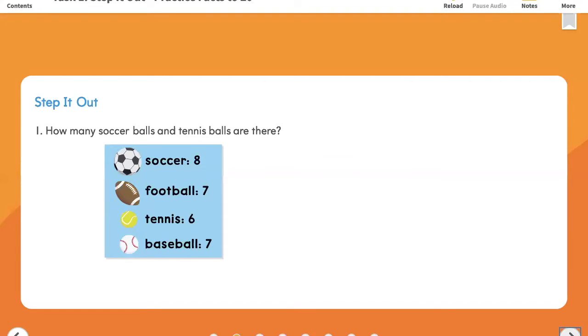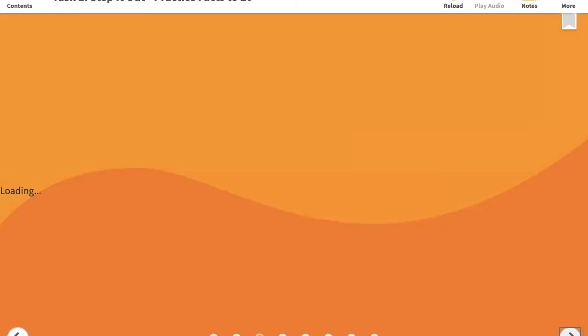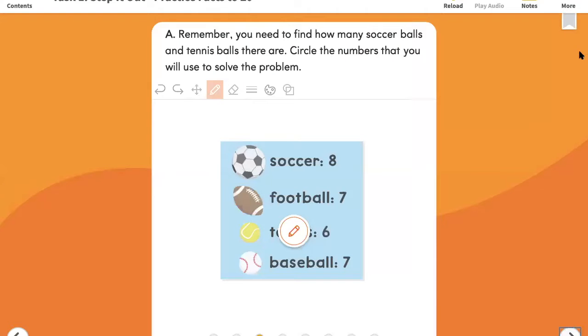Step it out. How many soccer balls and tennis balls are there? Remember, you need to find how many soccer balls and tennis balls there are. Circle the numbers that you will use to solve the problem. So, first, let's look at the sign. They're showing soccer balls, footballs, tennis balls, and baseballs. What we want to figure out is how many soccer balls and tennis balls. So let's go ahead and circle.